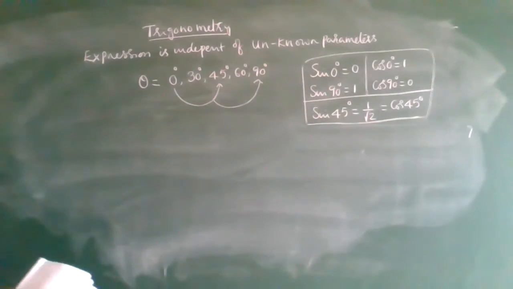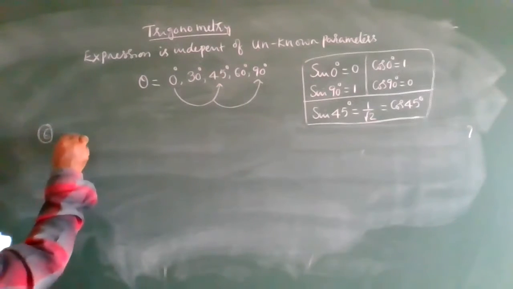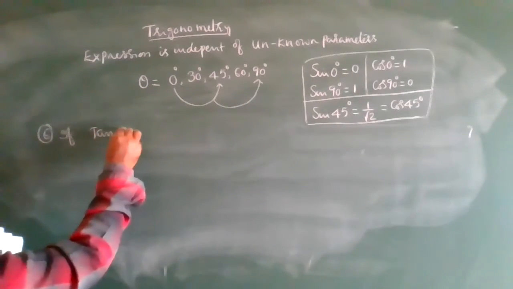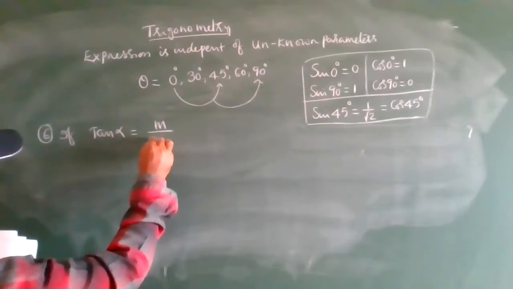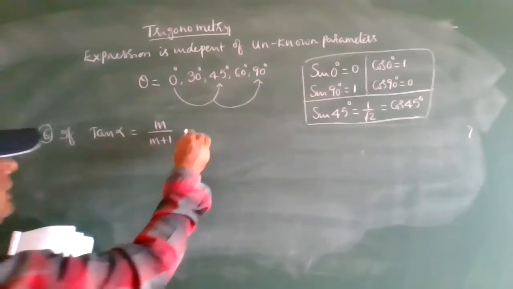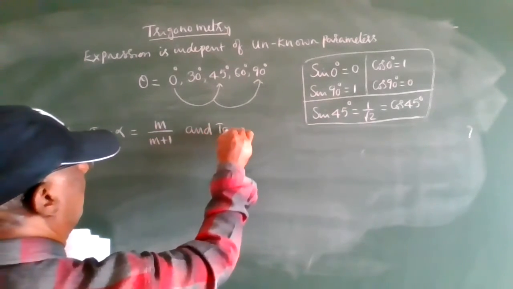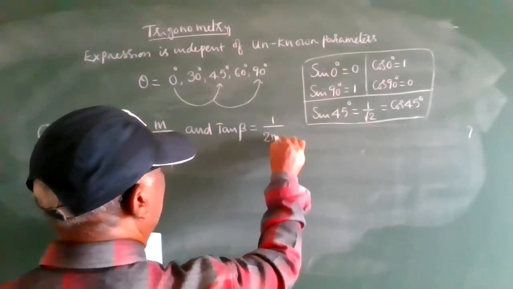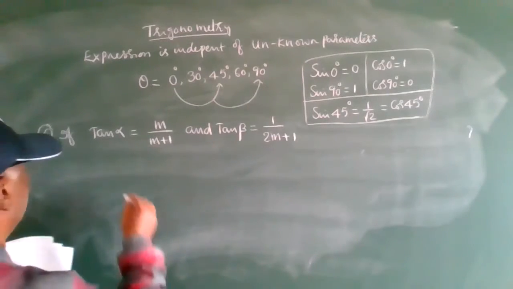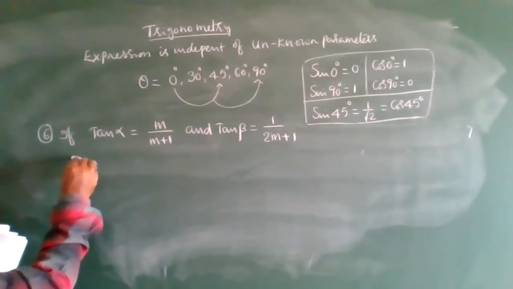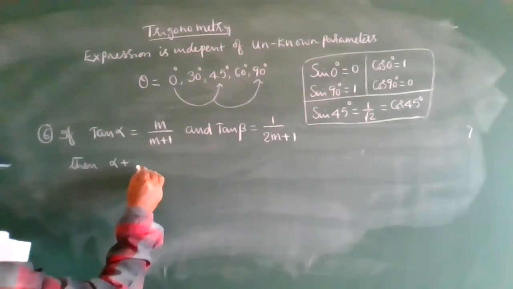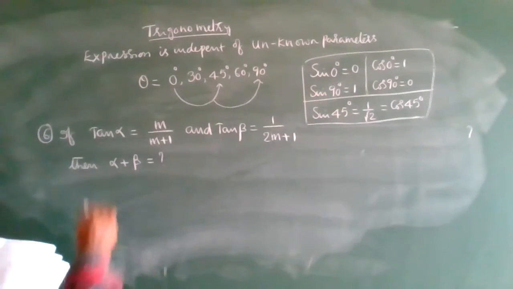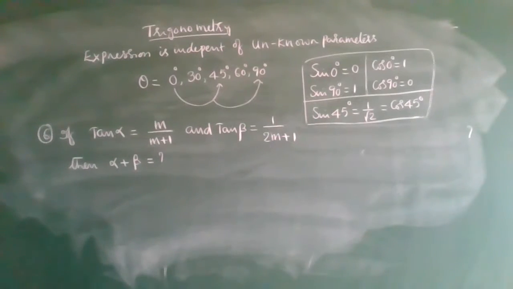Everyone see the sixth problem. If tan alpha is equal to m by m plus 1 and tan beta is equal to 1 by 2m plus 1, then alpha plus beta value is, then alpha plus beta value angle is. They are asking like that one only.